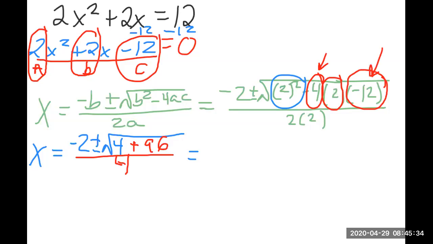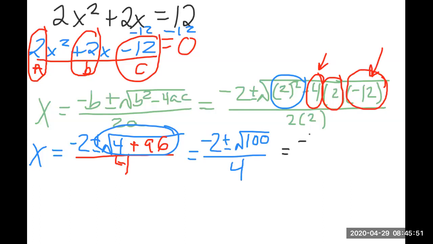Okay, now we're going to simplify this part under that radical. So again, we have -2 plus or minus 4 plus 96, which is 100. And that's still going to be over 4. Then we're going to actually do that square root. The square root of 100 is 10 and -10, since 10 times 10 is 100, and -10 times -10 is also 100. And that whole thing's going to be over 4.